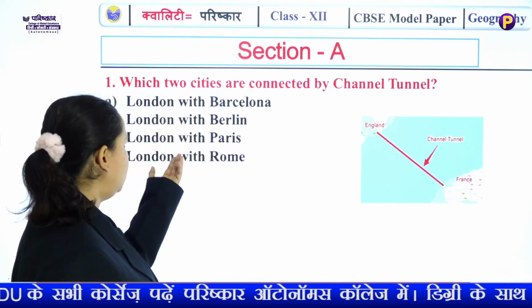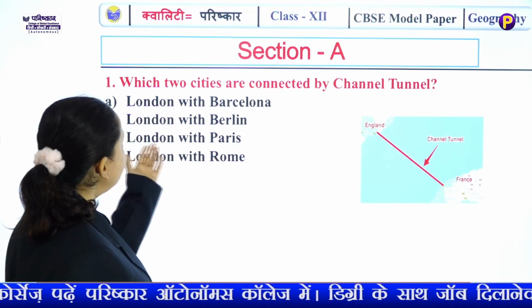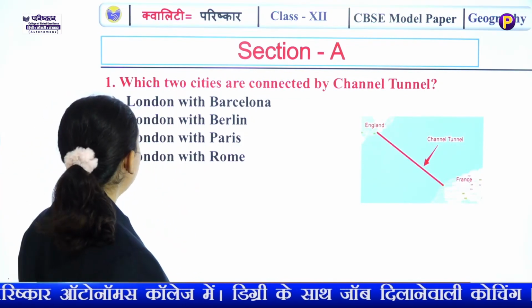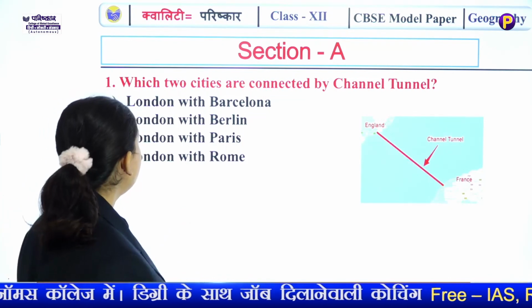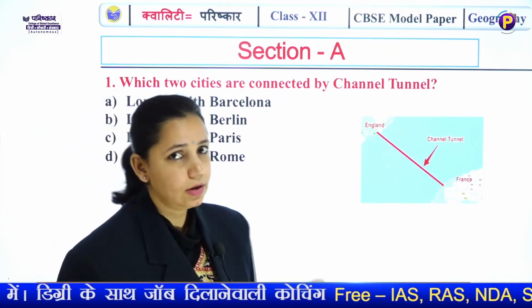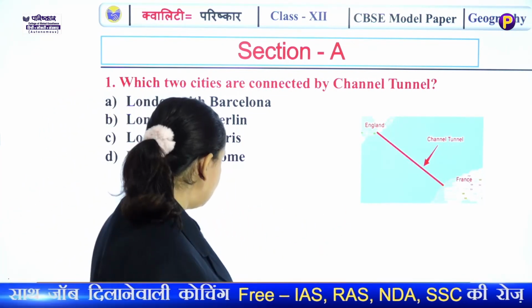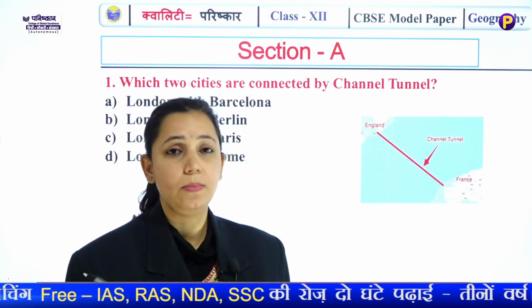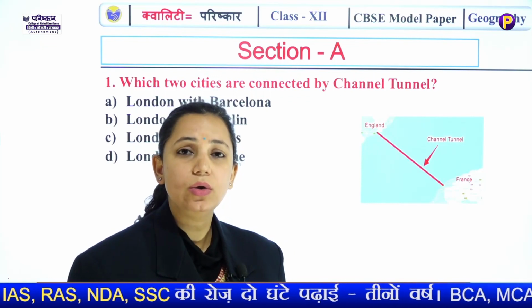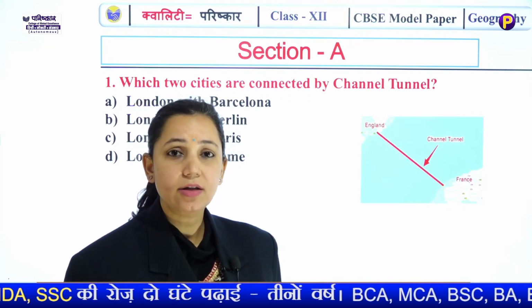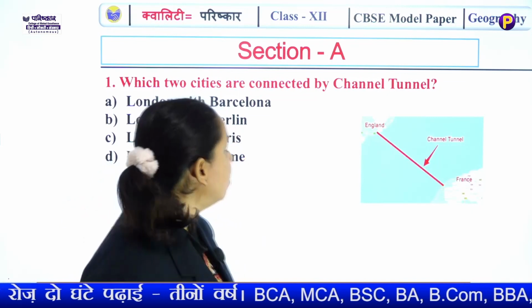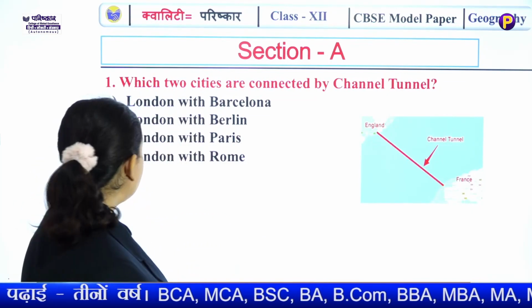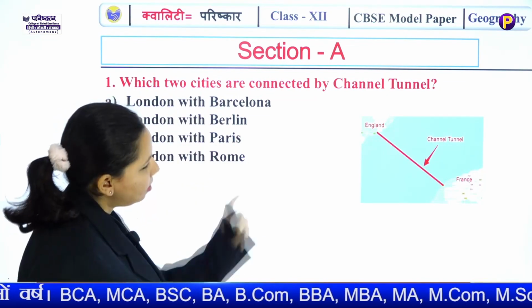London with Rome? No, it's in Italy. London with Paris? Maybe. London with Berlin? Germany. London with Barcelona? No, it's not. So which 2 countries? Now, you should know about the channel tunnel. It's an important tunnel, also known as Eurotunnel. It is an underground rail tunnel. So the right answer will be London with Paris.